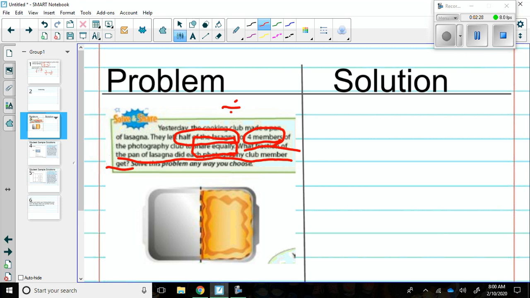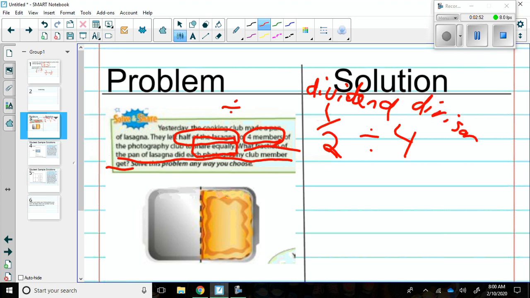So we know that we have half of the lasagna left. That's our total. Therefore, that is our dividend. And you always write your dividend first. So your dividend is your total. We have half of the lasagna left. And our divisor is basically how we want to split it. And we want to split it amongst 4 members. And so that's going to be our divisor. And I wish I could write a little bit prettier with this pen and on the computer, but I just have not figured that out yet. So we have a half divided by 4.